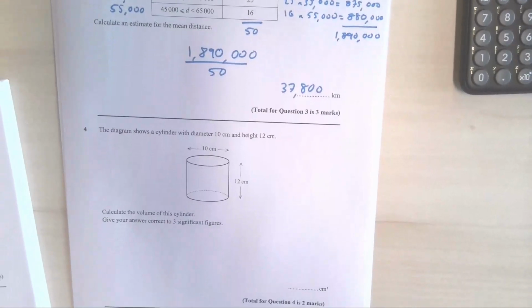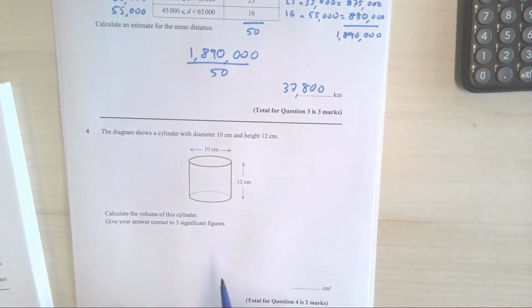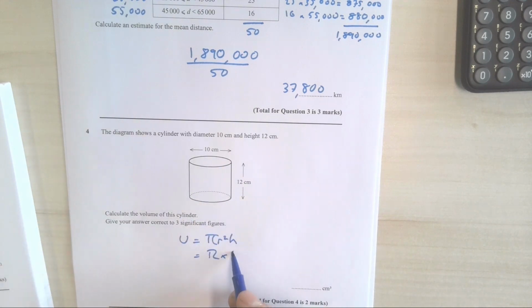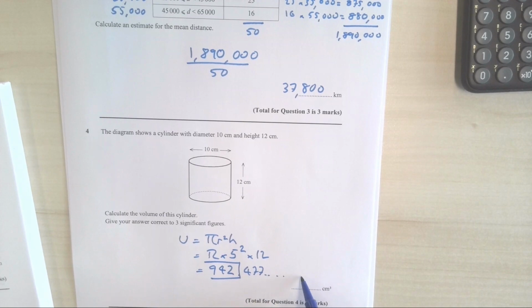Next up, I've got to do a volume question. Now the volume of a cylinder is the cross-sectional area, which is pi r squared, area of a circle, times by height. So I've got to do pi times, now the radius is half of that, so that's 5 squared, times by the height 12. Put all of that into your calculator. Write the whole thing, should do 942.477. There's some other numbers after that. 3 significant figures, 942. Okay.